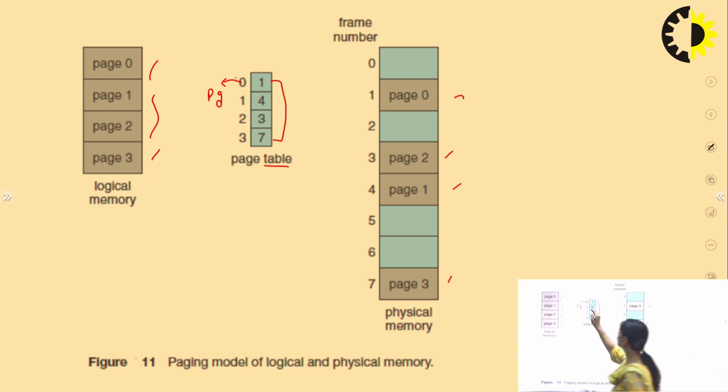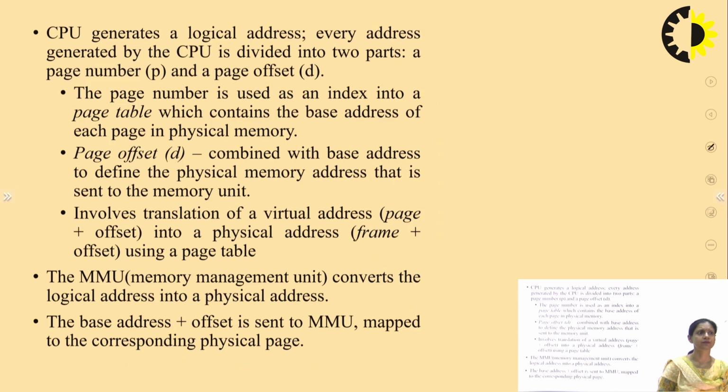Now these indices talk about the page numbers and this talks about the frame numbers on which these pages lie. So here, page 0 is lying at frame 1, page 1 lies at frame 4, page 2 lies at frame 3 and page 3 lies at frame 7. Here the CPU generates a logical address, where every address generated by the CPU is divided into 2 parts. The first one is a page number and the second one is a page offset.